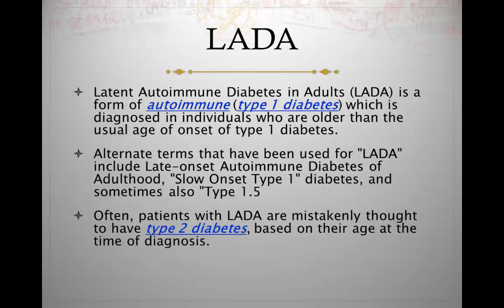Now let's talk about latent autoimmune diabetes in adults. This is basically a form of autoimmune disorder, mostly related to type 1 diabetes. It's basically diagnosed in the older adult. It's also called slow onset type 1 diabetes, but it could also be present in type 2.